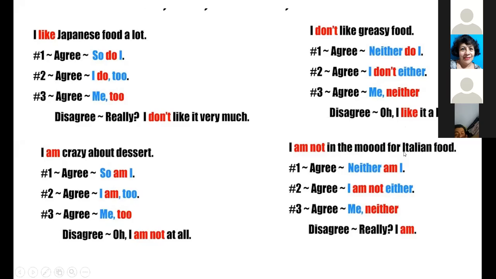I am not in the mood for Italian food. Ese es not in the mood, es como que no estoy de ánimo, ¿verdad? Para comida italiana. So it's a negative. So the agree is neither am I. I am not either. Me neither. Disagree, really? I am. It's a disagree in the other way around.